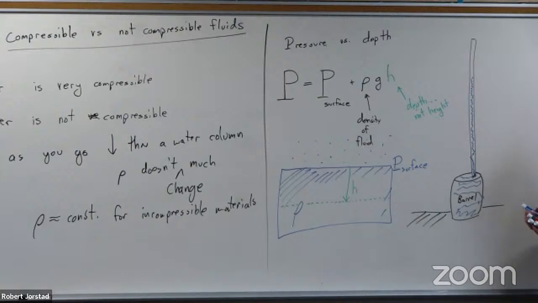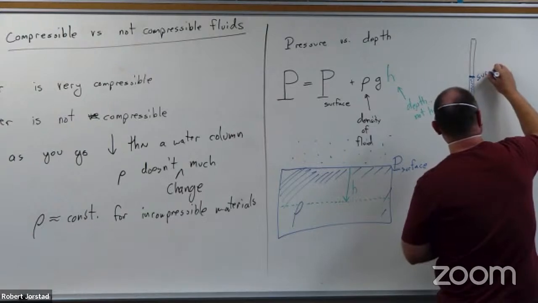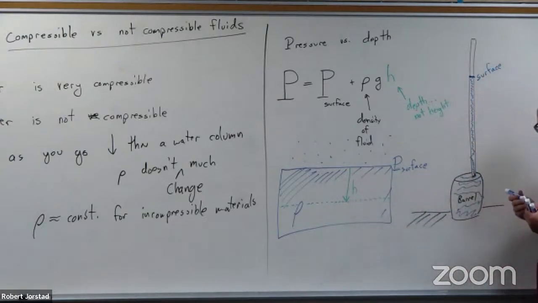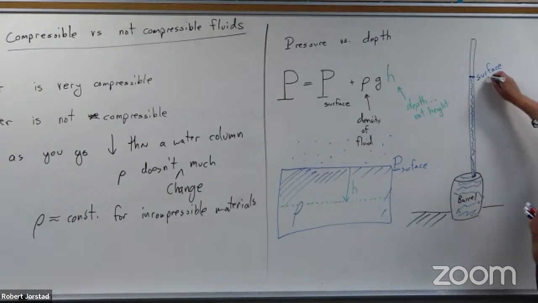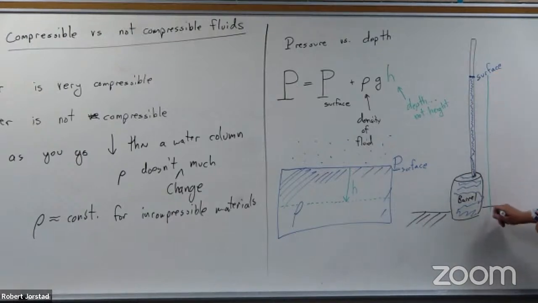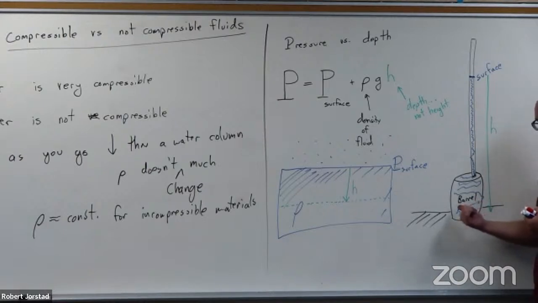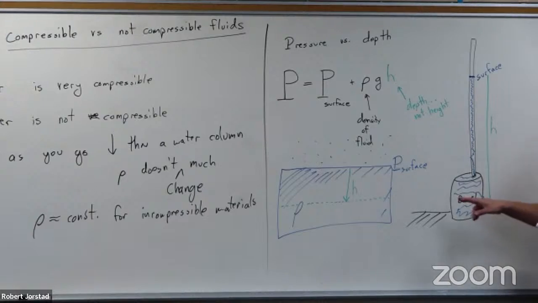Now look at this. At this point, the surface is way up here. So notice the depth when we go down here towards the bottom of the barrel is enormous. What's going to happen to the pressure of the fluid at the bottom here, inside the barrel? It gets bigger. Keep in mind, what is the pressure outside the barrel? What fluid is outside of the barrel? Air, right?